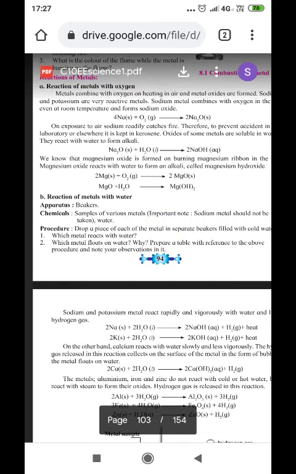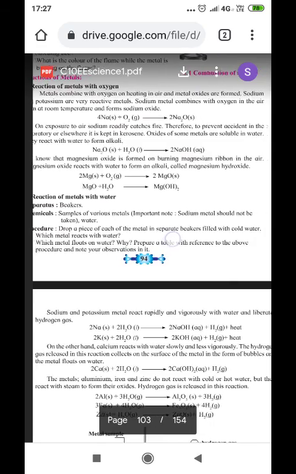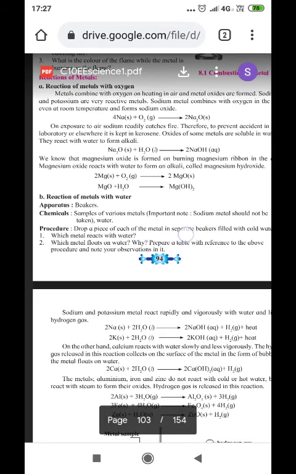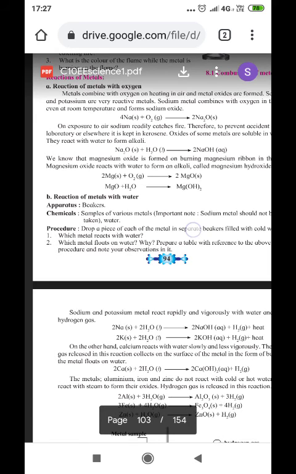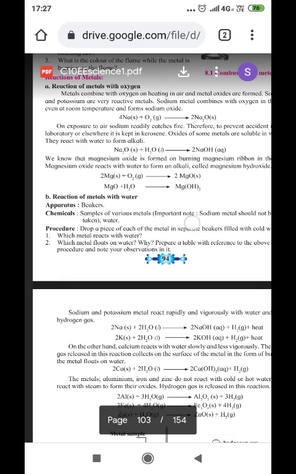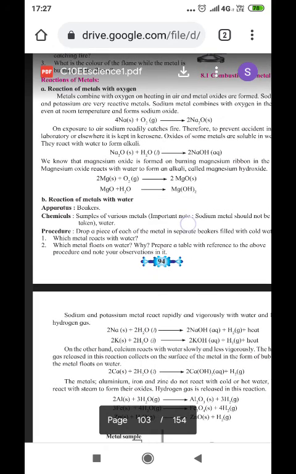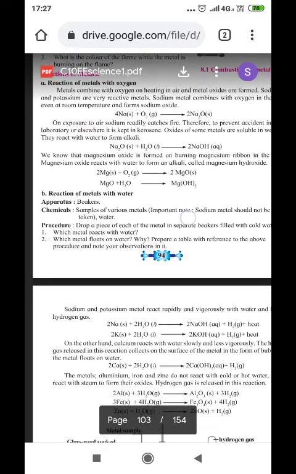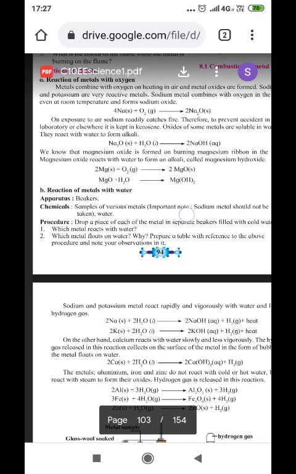Metal combines with oxygen on heating in air and metal oxides are formed. Sodium and potassium are very reactive metals. Sodium combines with oxygen in the air even at room temperature and forms sodium oxide. So, sodium is a highly reactive metal which contains only one electron in the outermost orbit. So, when it is exposed to the air, it easily combines with the oxygen present in the air and forms sodium oxide. And it is represented by a chemical equation here.